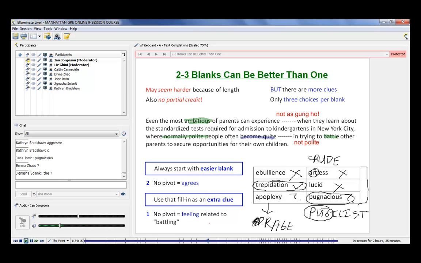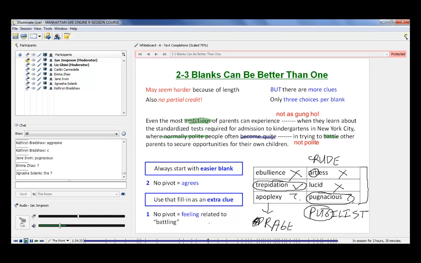So think about the process here. We're working from one blank to the other. We're starting with whichever blank seems to have a better clue. Whichever blank seems to have the better clue, that's what we want to start with, and then use that to help us figure out the other blank.